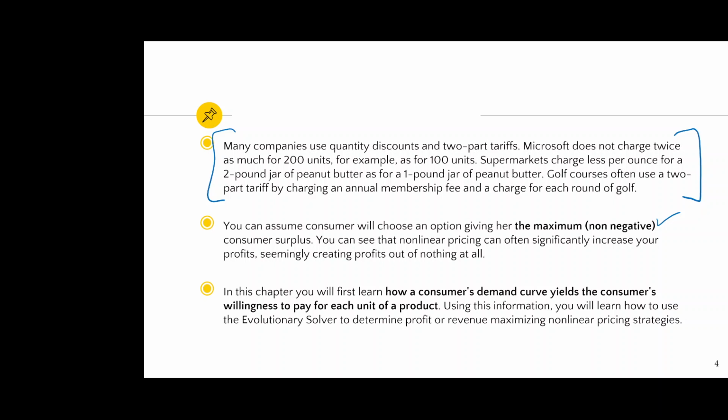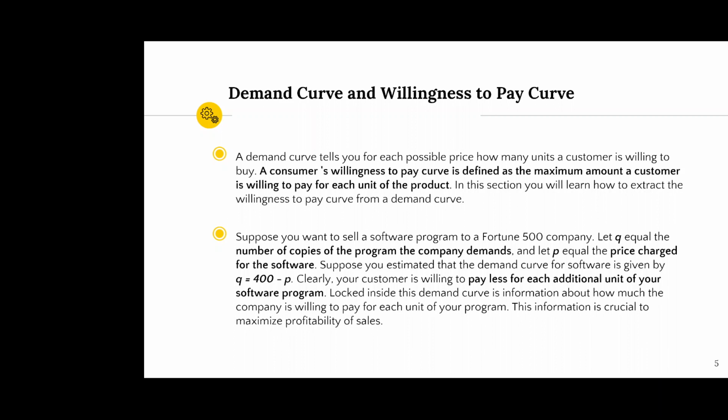Students who haven't, I'll make it easy for you. The willingness to pay for each unit of product, or information about this, could be extracted from the demand curve. So we are back again to the demand curve. And I hope that the demand curve wasn't a difficult topic for you. The willingness to pay curve is defined as the maximum amount a customer is willing to pay for each extra unit of a product.